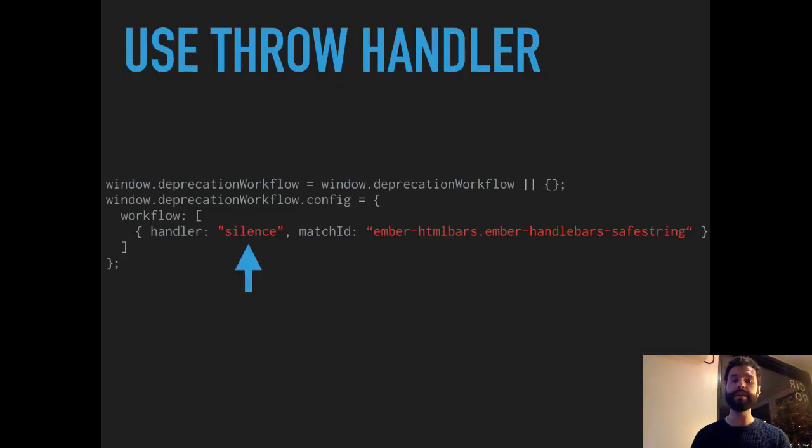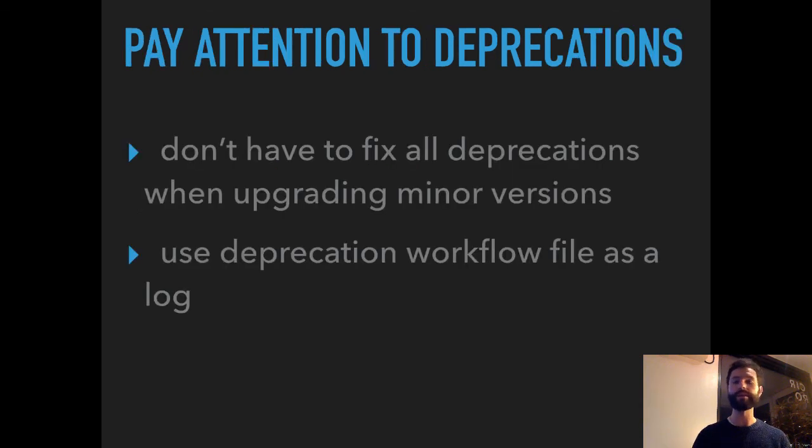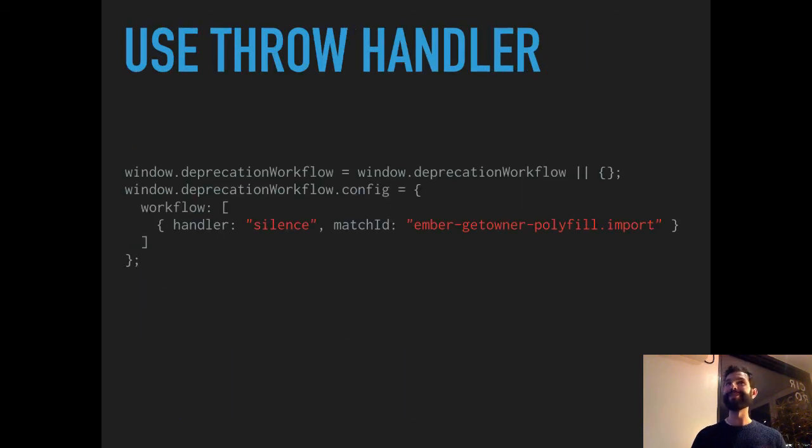Yes, so this is the deprecation workflow file. All of this stuff that I've been talking about is on the README of the ember-cli-deprecation-workflow add-on. You can tell I've been working in Ruby a lot lately. I haven't been doing much Ember lately. Basically when we ran our test suite, you call flush deprecations on the window within the test suite, and it generates this file for you.